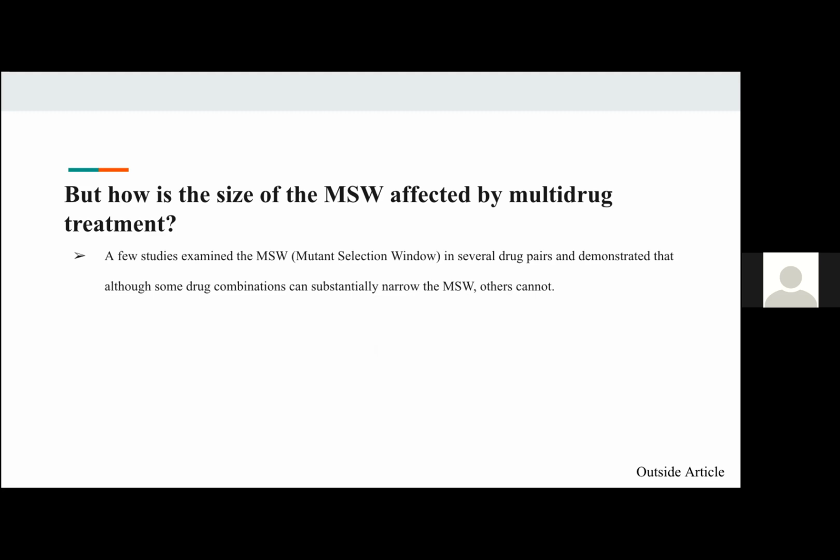Model predictions agreed with high-throughput measurements of resistance frequencies over the two-dimensional drug dose space for several different drug pairs. Importantly, this model suggests that for fixed levels of cross-resistance, antagonistic drugs decrease the size of the mutant selection window more than synergistic interactions.